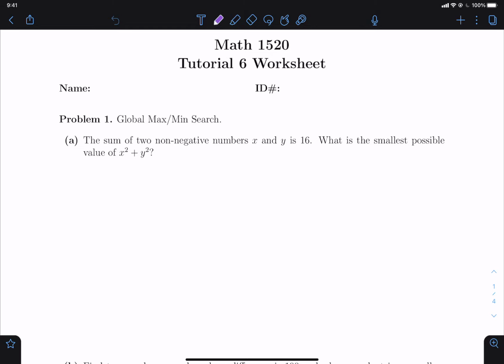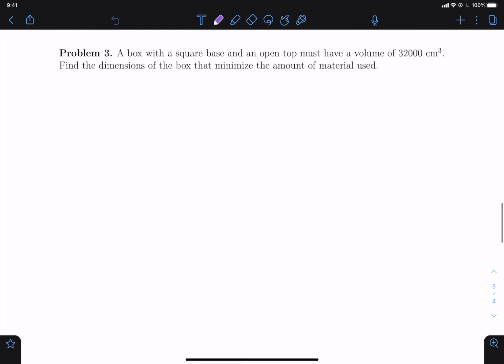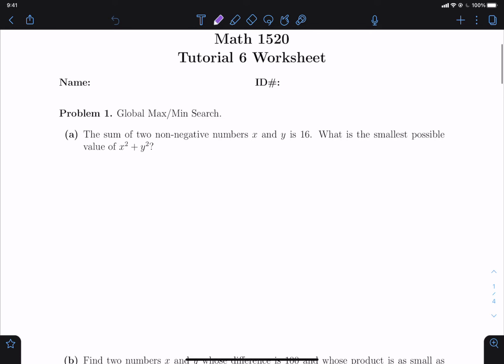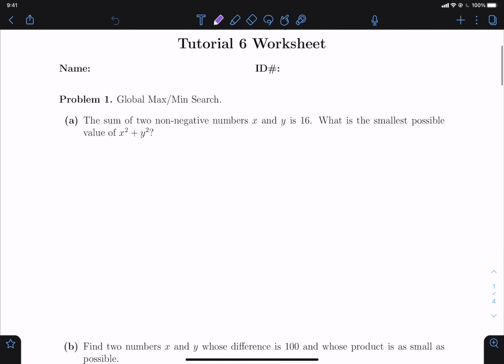Today we're gonna work on worksheet number 10, the last worksheet, I believe. We have four problems here, and let's go over them one by one. The first problem is about max and min search.